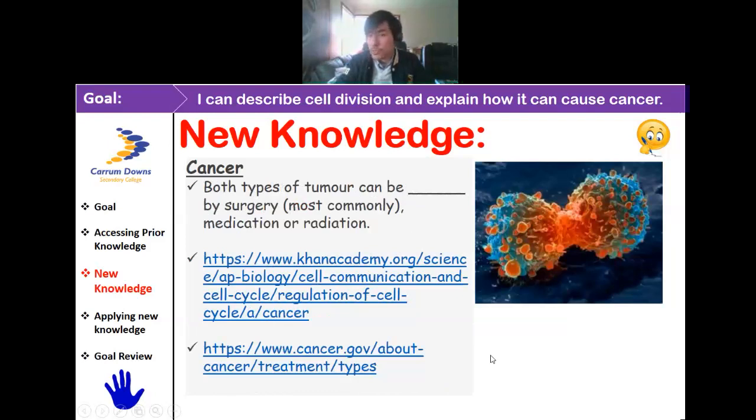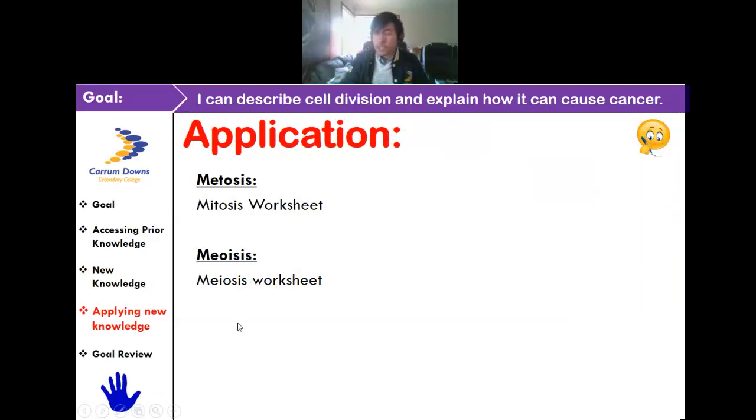And finally, both types of tumors, benign or malignant, can be treated using surgery, medications, radiation, or chemotherapy. If you are more interested, okay, there are a few links here that you guys can watch and read. Okay, so for the work, there are two worksheets this time. We've got mitosis and meiosis.